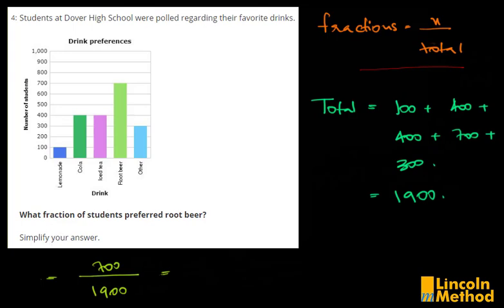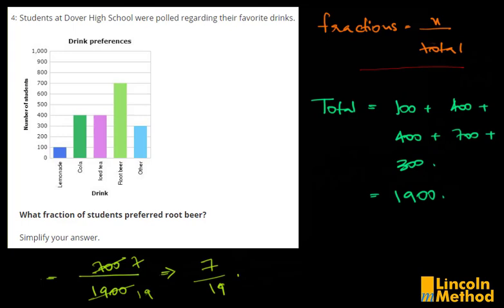We've been told to simplify our answer, and let's see if we can find a mutual divisor for both of these numbers. Now both of these numbers end in zeros, which means they are definitely divisible by 5, 10 and 100. And in this particular situation, 100 seems to be the best option, because 700 divided by 100 is 7 and 1900 divided by 100 is 19. So we have 7 over 19.